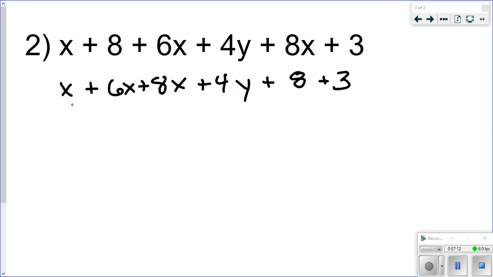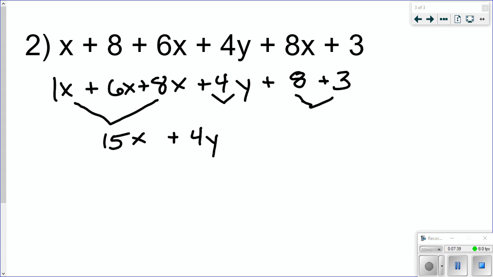All right, so here I have, again, a coefficient of 1 here that's not written. So I have 1x plus 6x plus 8x. So I'm just going to add 1 plus 6 plus 8. So 1 plus 6 is 7 plus 8 is 15. So that gives me 15x. The y's, there's only one of them. So I can't simplify that any further. It's as simple as it gets. And then the numbers, I have 8 plus 3. So that's 11.